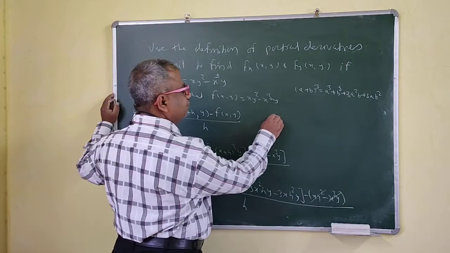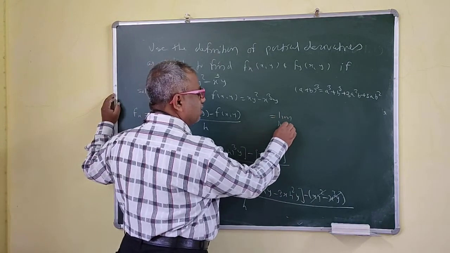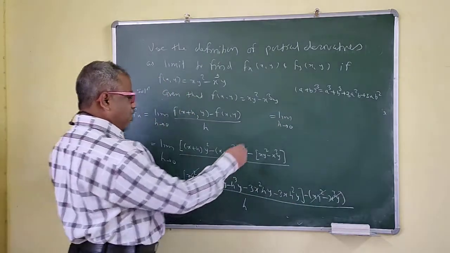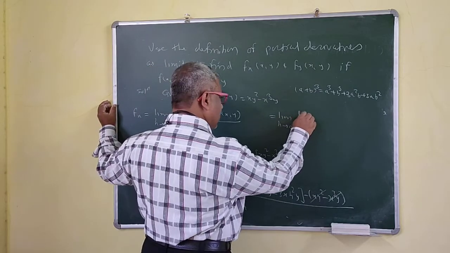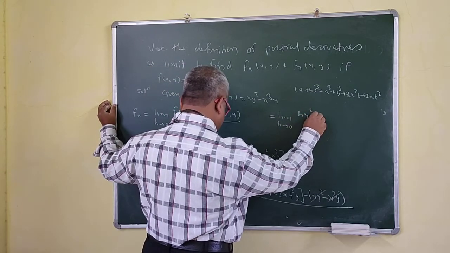So we write here limit h tends to 0. Just we will write all the terms. Rest of the terms: h y square. Take care of the sign.